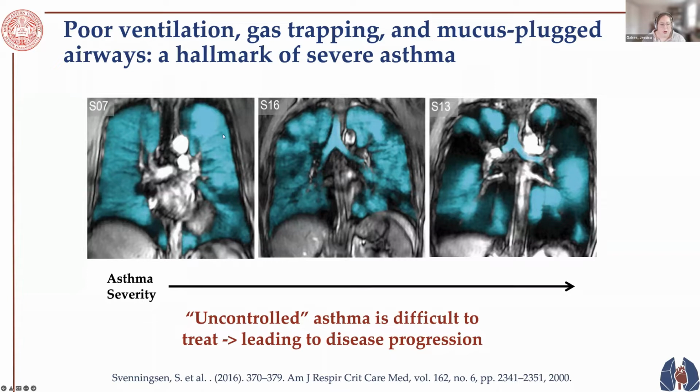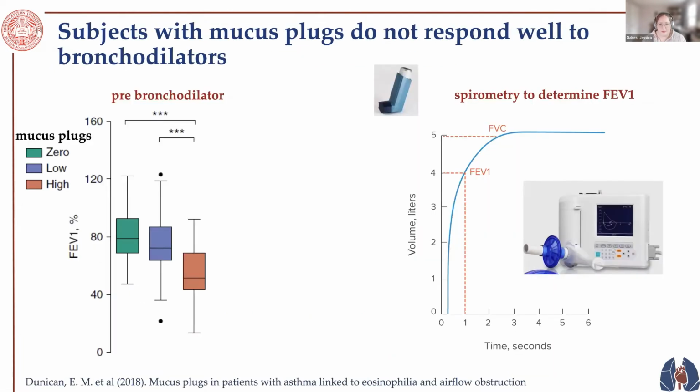Here I'm showing three images of ventilation, where the teal is where the inhaled gas is going. And as you can see, as the asthma severity increases, you have more and more black regions, meaning more and more ventilation defects. Subjects in particular with mucus plugs do not respond well to bronchodilators.